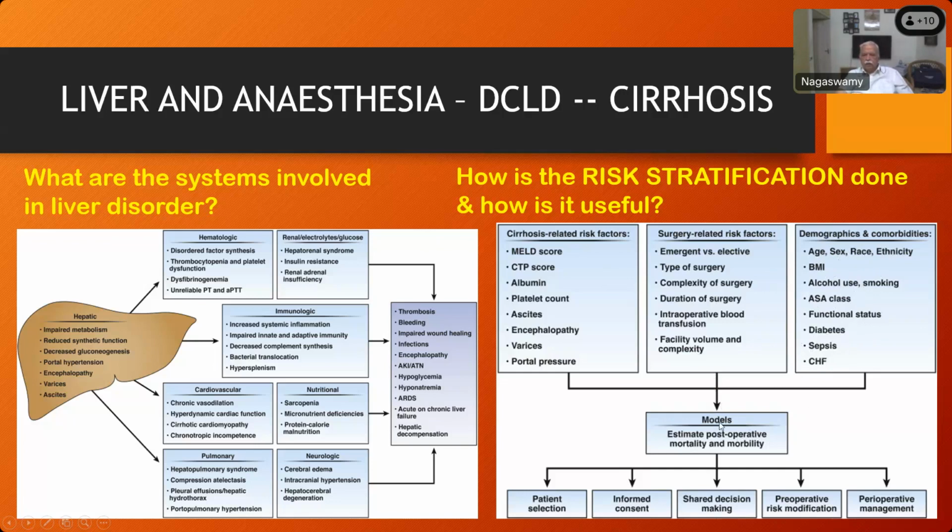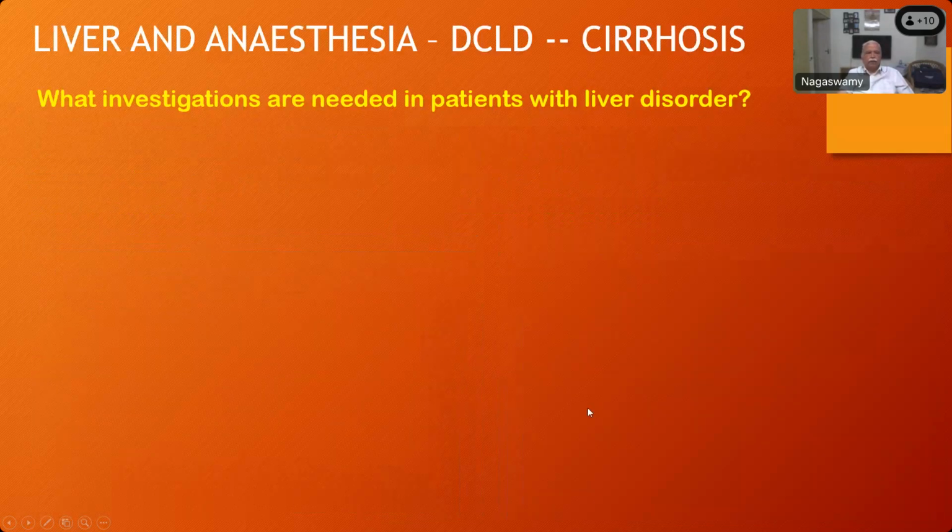And the models you have estimate postoperative morbidity and mortality. So with this, the usefulness of this, you can do the patient selection properly. You have to get the informed consent, you must share the decision making, and preoperative risk modification. If you can optimize the patient, if you have the time, you must optimize, and then you must plan for the perioperative management. So this is the importance of risk stratification to get the best outcome so that you can salvage the patient.